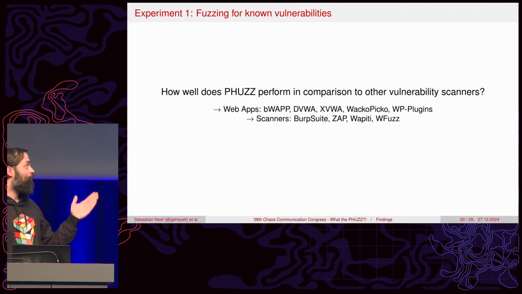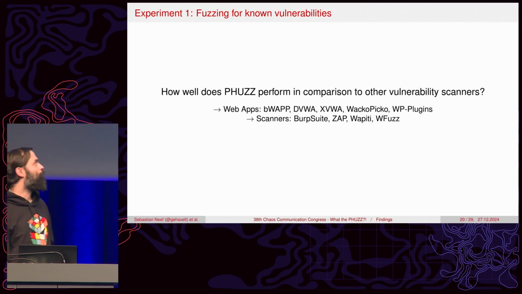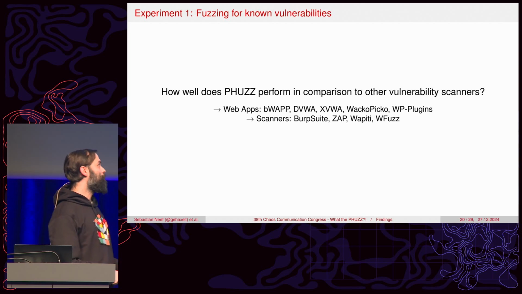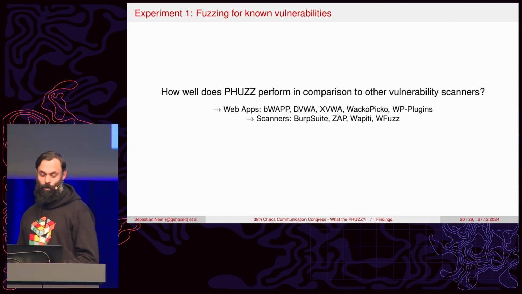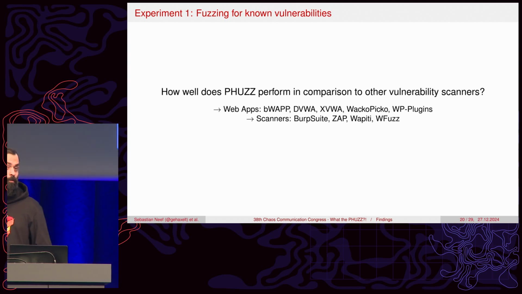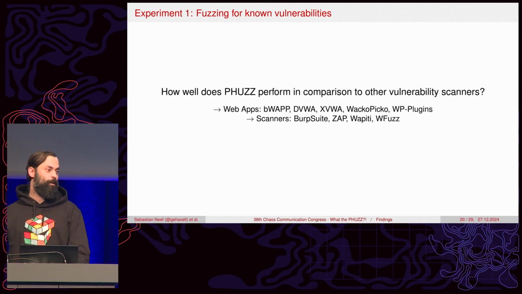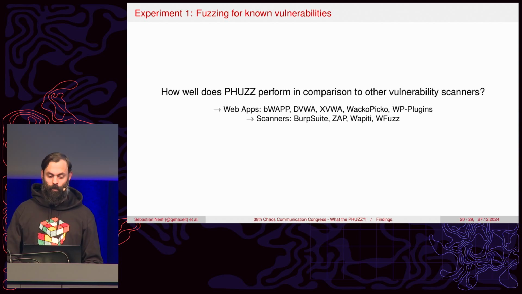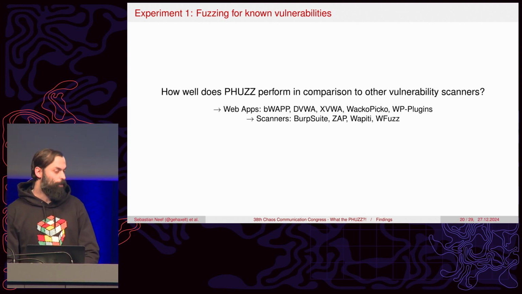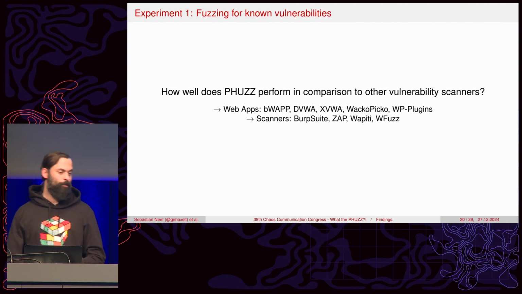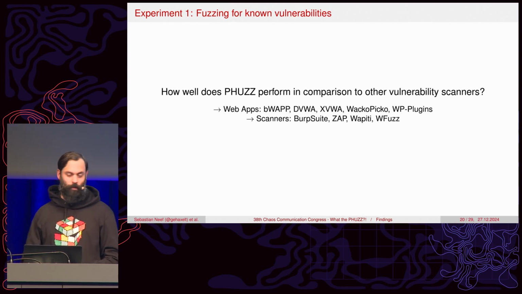We set up different intentionally vulnerable web applications. You might have heard of some of them, for example, the Damn Vulnerable Web Application. There are some more used by related work, so we used them as well. We also chose some publicly known vulnerabilities in some specific WordPress plugins. And for the scanners, as the contesters to our approach, we chose Burp Suite Pro, the Zed Attack Proxy, Wapiti, and WFuzz.